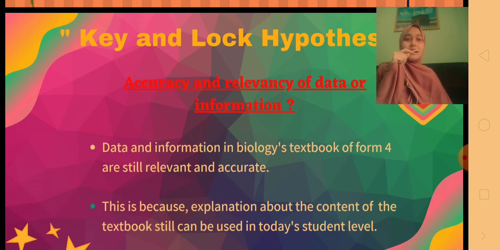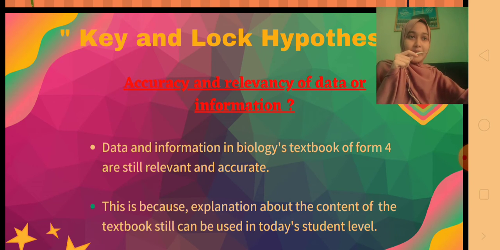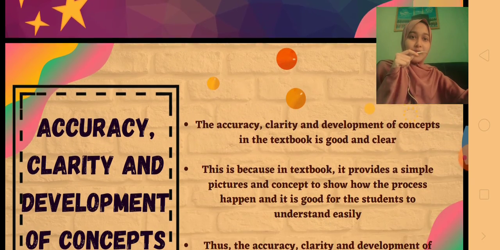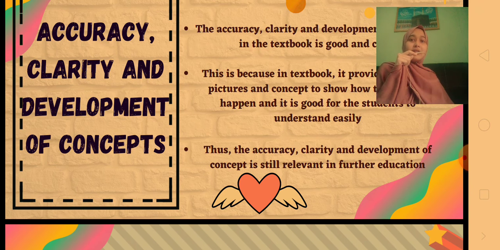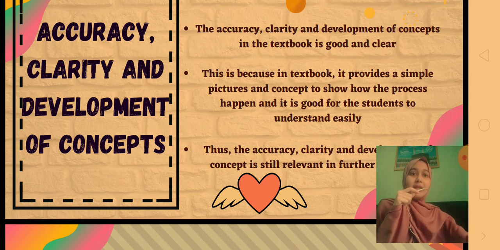Data and information in the biology textbook of Form 4 are still relevant and accurate. This is because the explanation about the content of the textbook can still be used at today's student level. Okay, the next one, for the second question, we chose accuracy, clarity and development of the concept in this topic or theme. The accuracy, clarity and development of the concept in the textbook is good and clear.